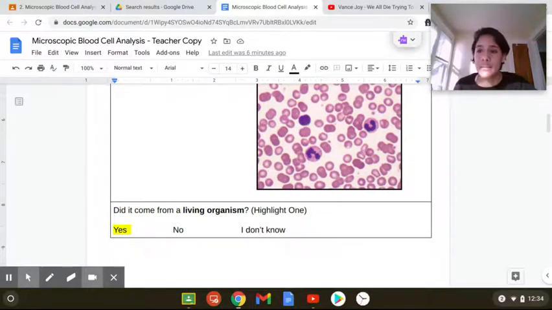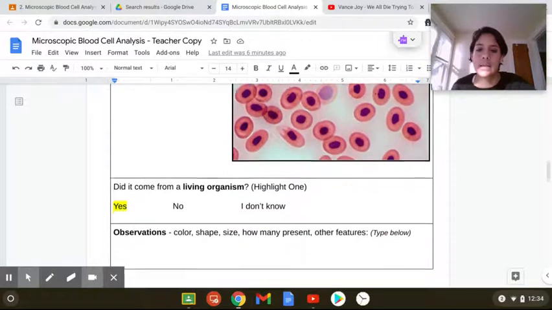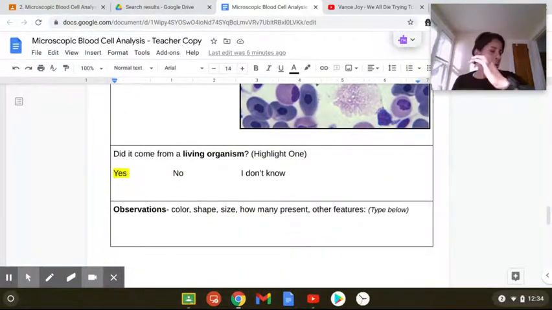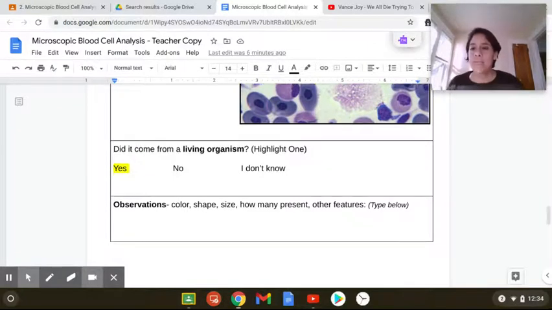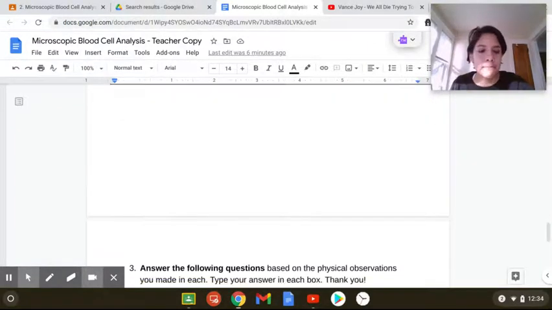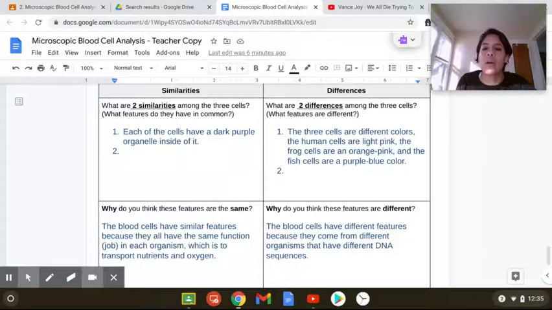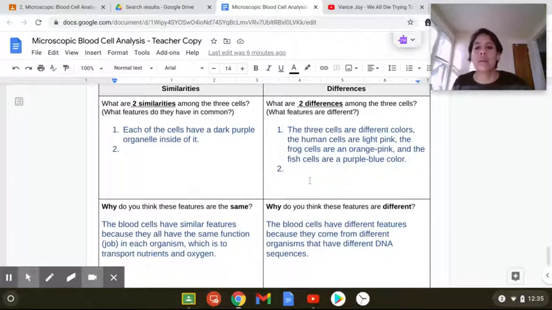Then you're going to describe two differences. So, kind of looking at them, we can tell they're different colors and they're different shapes. They're also different sizes. So, the three cells are different colors. The human cells are like pink, the frog cells are an orange pink, and the fish cells are a blue purple color. So, that's one idea. You do need to give me a second one for full credit.